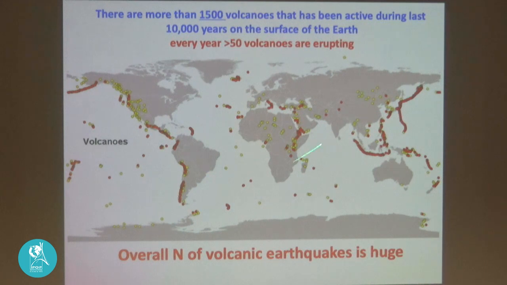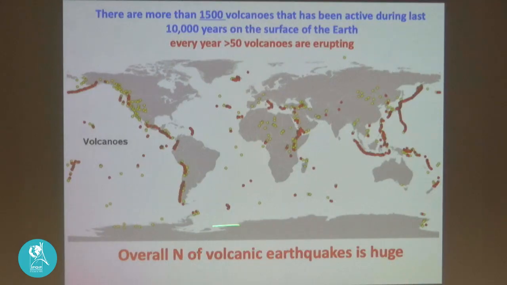So this implies that there is a lot of volcanic activity constantly on the Earth, and this implies that we can observe very huge amounts of volcanic earthquakes. So if we want to do some statistical study of earthquakes, if we want to find huge catalogs, volcanoes are the best source for this on the Earth.